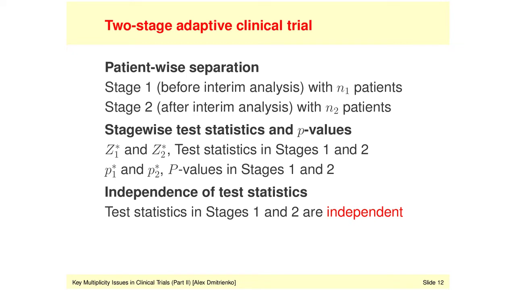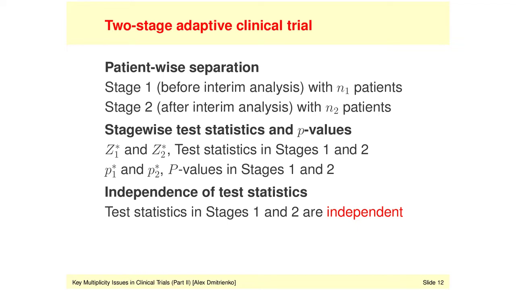But when the primary endpoint is a time to event endpoint, it is more common to draw a line between the two stages in a different way. It is accomplished by including patients who are enrolled in the trial by the interim look in stage 1, and the patients who are enrolled in the trial after the interim become stage 2 patients. The number of patients in the stage 1 dataset will be denoted by N1, and the number of patients included in stage 2 will be denoted by N2.